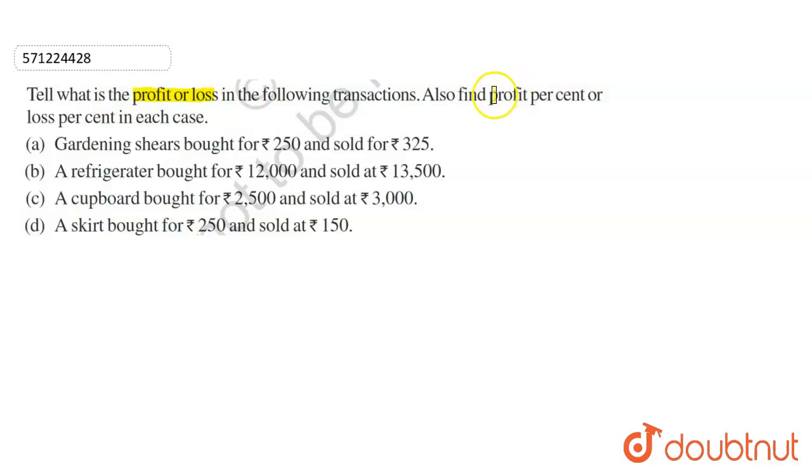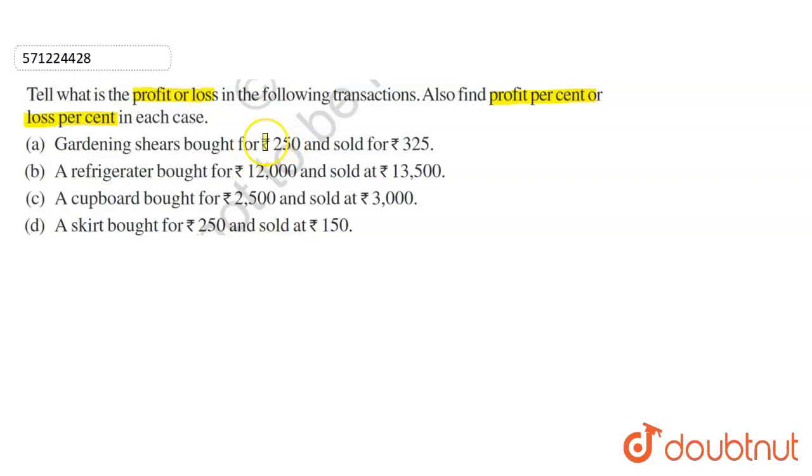So here we have to tell what is the profit or loss in the following transactions, and we have to find the profit percent or loss percent in each case. So we'll be solving the first part. In the first part, it is given to us that gardening shears were bought for 200 rupees and sold for 325.